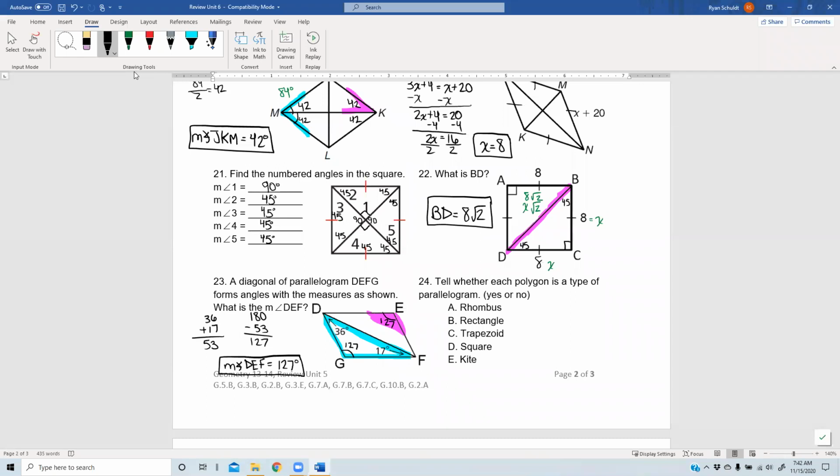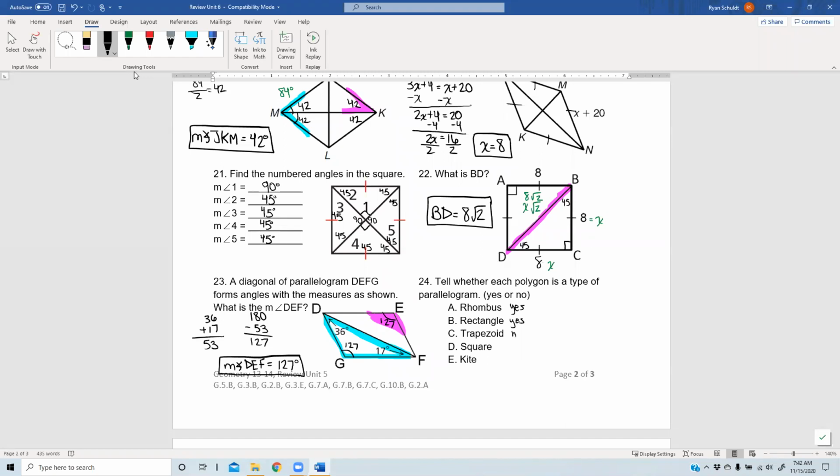Okay, number 24. Tell whether each polygon is a type of parallelogram. We just have to say yes or no to is it a parallelogram. So is a rhombus a parallelogram? Yes. What about a rectangle? You betcha. A trapezoid?